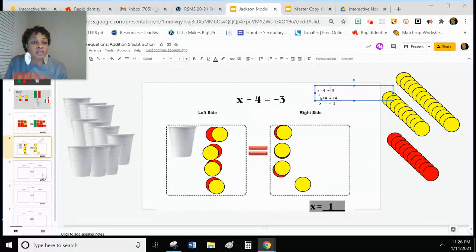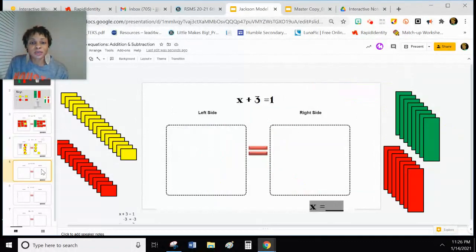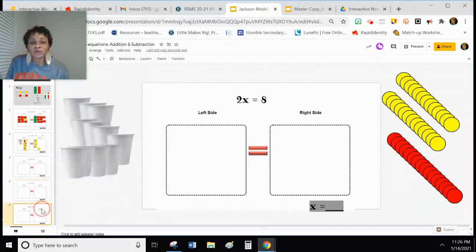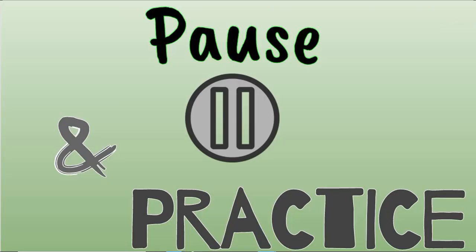So what I want you guys to do is pause, and practice. And you're going to practice x plus 1 is 3 and show your work. X minus 3 is 5, show your work. And then for those who are ready for that challenge, 2x equals 8. Pause, practice, get back with me.